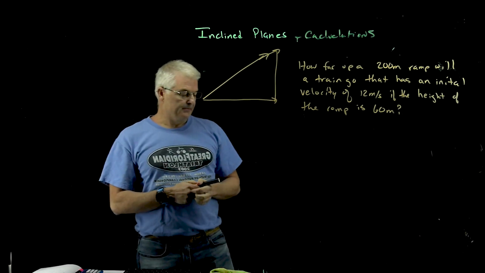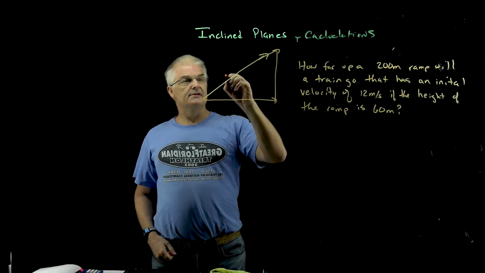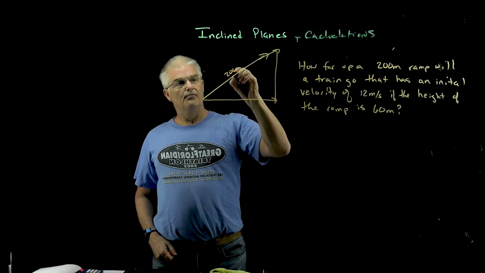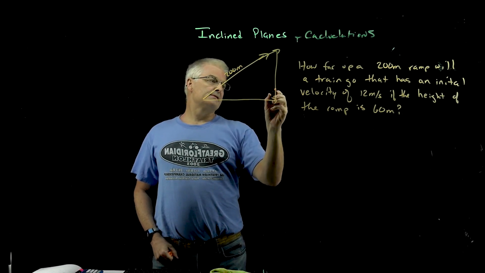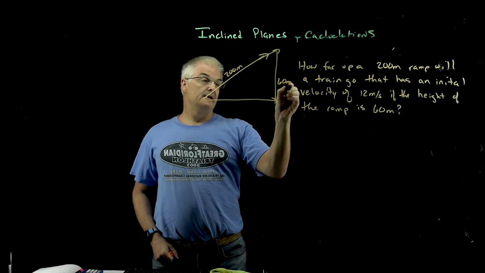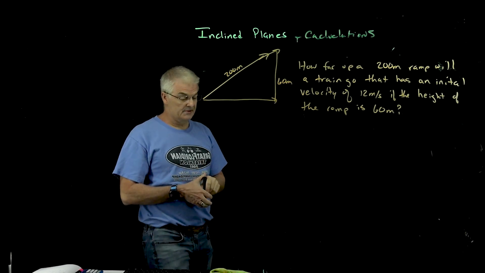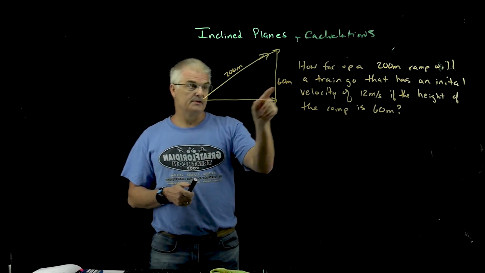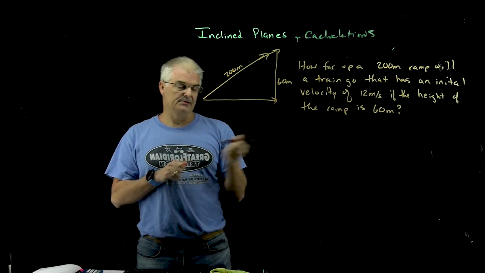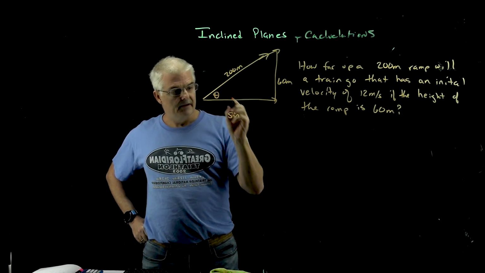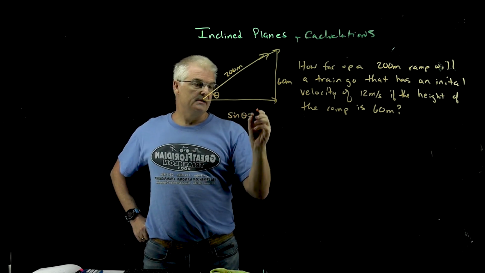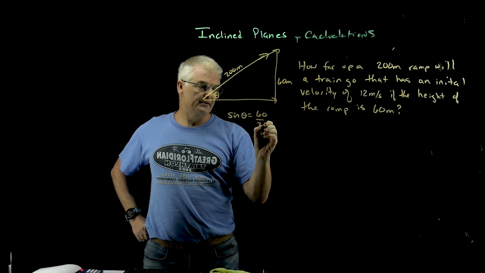So I've got a ramp, I'm going to draw a picture. This is 200 meters, right? And this is 60 meters. So I want to find theta first, because I want to find what the acceleration of gravity is. So this is the opposite and the hypotenuse. So I can say the sine of theta is 60 over 200.